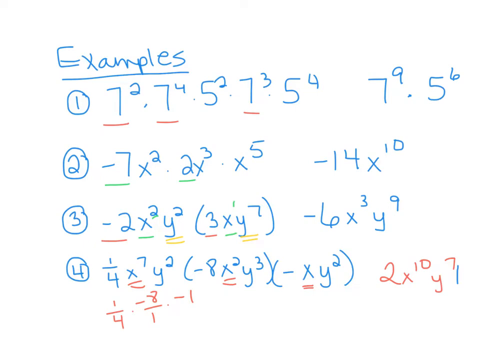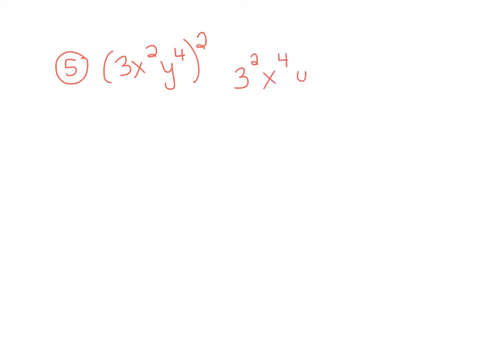We are on number... All right, so now I believe 5. All right, so now we're going to switch it up, and we're going to put the exponent on the outside. 3x squared, y to the fourth, all squared. Now remember, when it's on the outside, you multiply. So what you really have here is 3 squared, x to the fourth, y to the eighth. And yes, you need to take this a step further to 9, x4, y8.